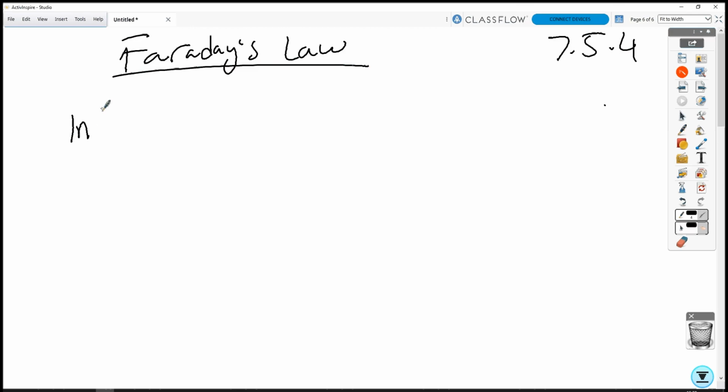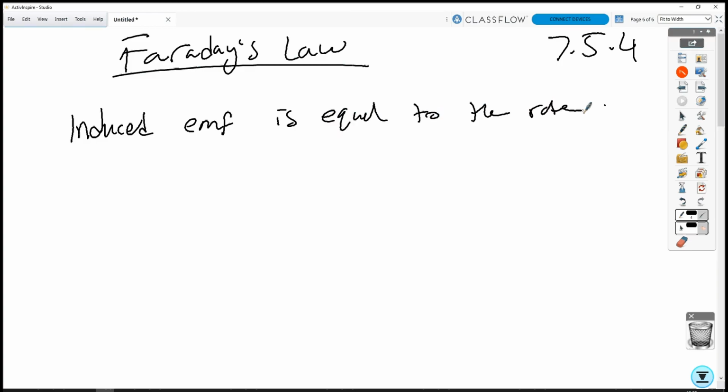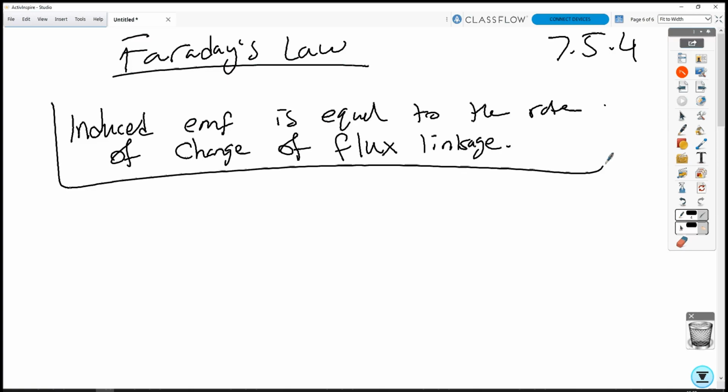Faraday's law says that the induced EMF is equal to the rate of change of flux linkage. Put a box around that.